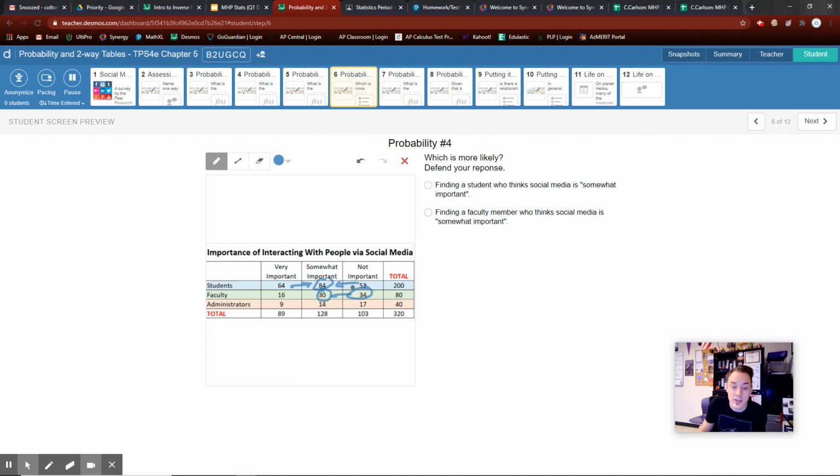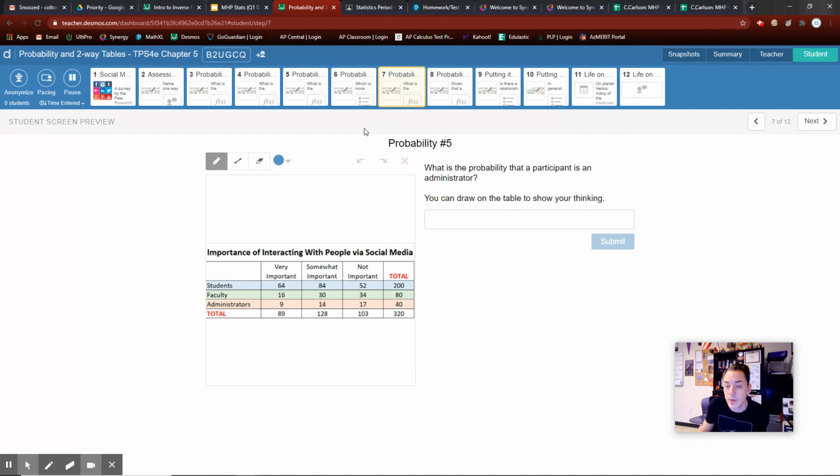I think that the range is greater on the student side to pick somewhat important than the range on the faculty member. So personally, I would pick finding a student. Now you can do whatever you want. There's no right or wrong answer here, so please just explain your reasoning.